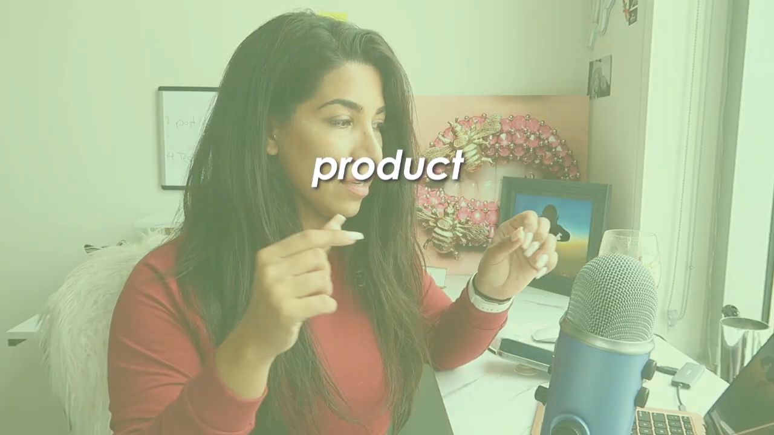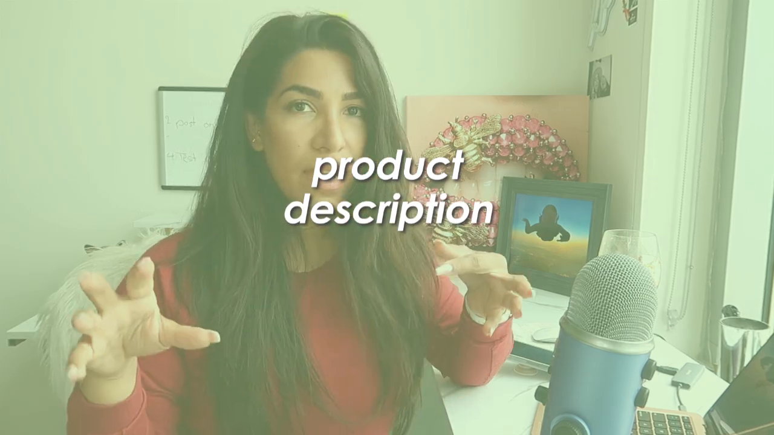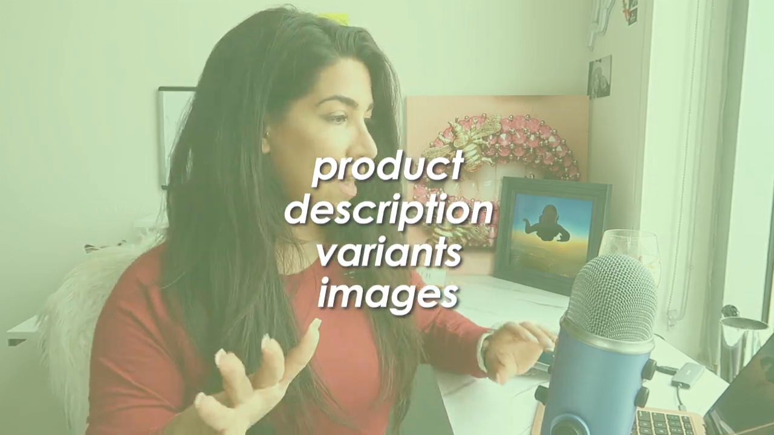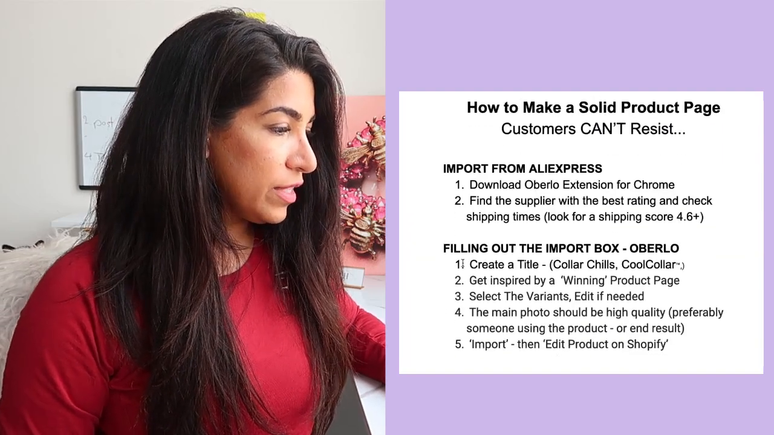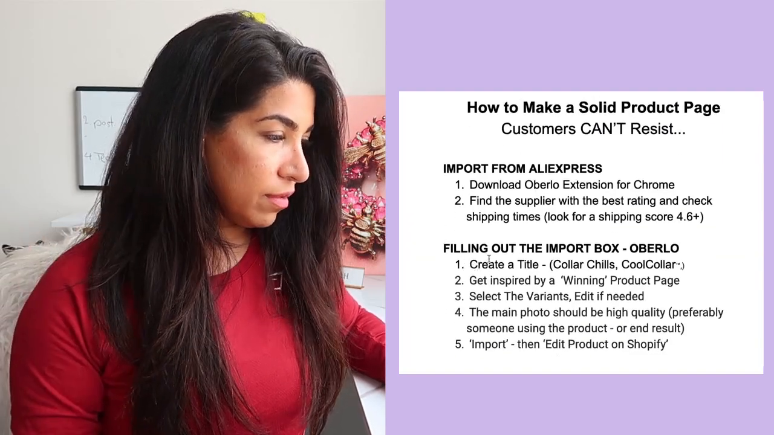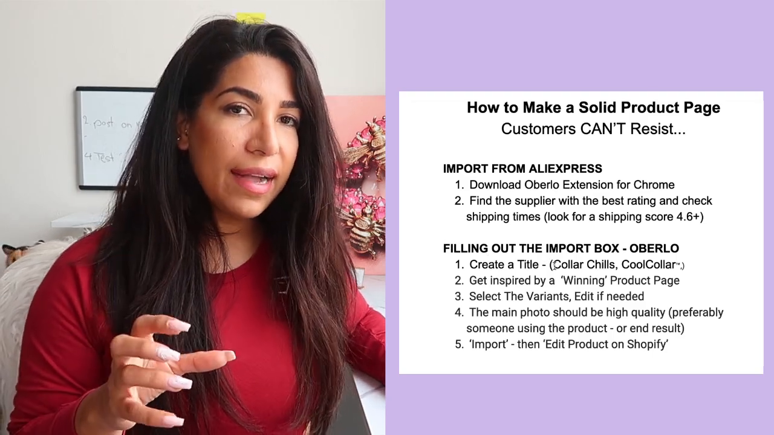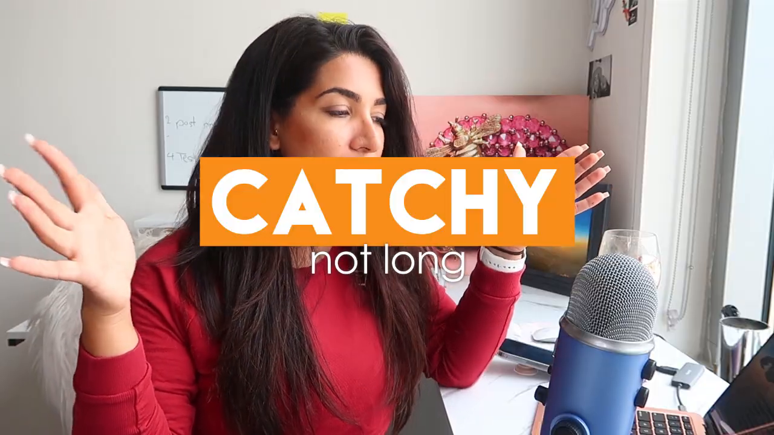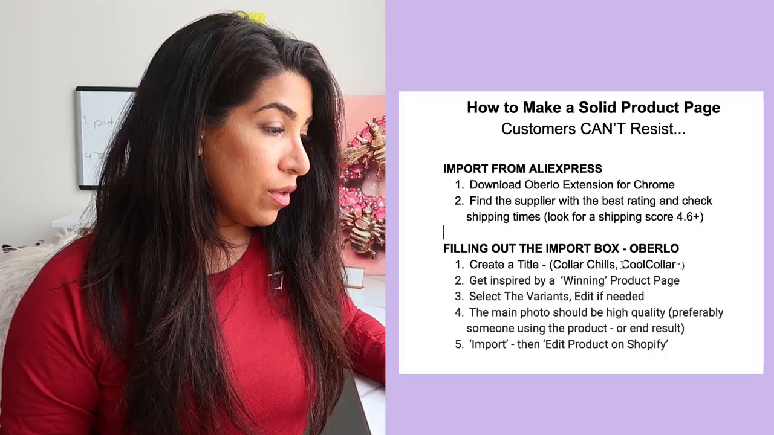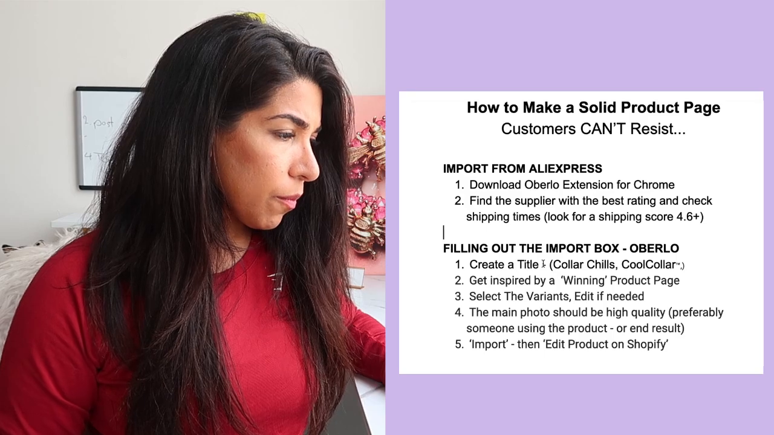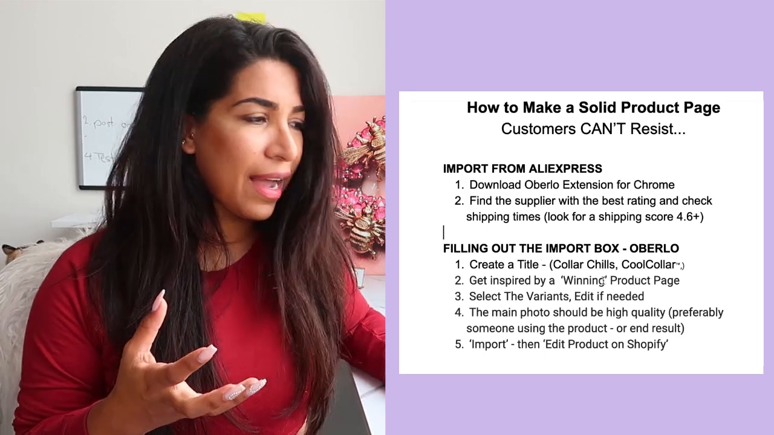Now, I'm going to walk you through everything: how to put the product together, how to put the description together, how to do the variants, images, everything, okay? So let's go back here. I'm going to go through it. First thing you're going to do, you have to create a title. You want to do something catchy. I don't like long titles. I like to have it short and sweet. So just an example here, like cool color or colored shells, something catchy, you know?